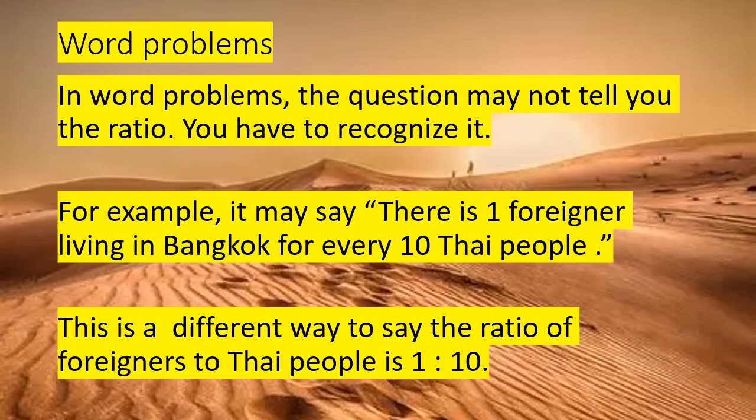So here's a word problem. In word problems, the question may not tell you the ratio. You have to recognize it. For example, it may say there is one foreigner living in Bangkok for every 10 Thai people. This is a different way to say the ratio of foreigners to Thai people is 1 to 10.